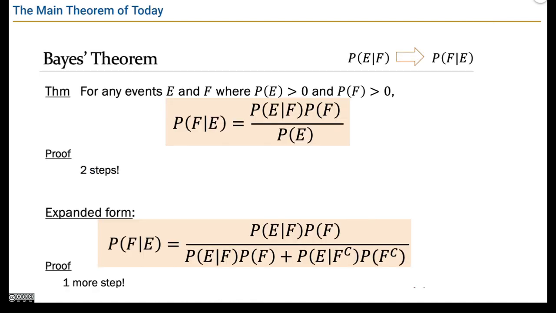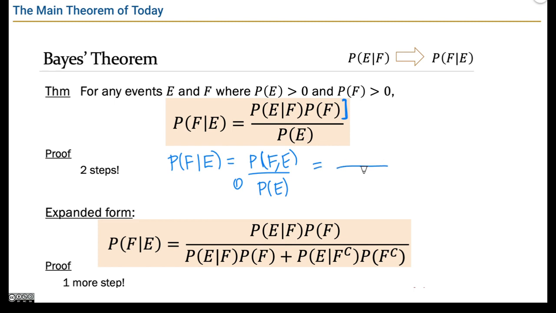Okay, so Bayes' theorem states that the probability of F given E is equal to, well, it's a conditional probability. My numerator is the probability of F and E. And so using the multiplication rule, I can get to this form. So let's write this out in the 2 steps that get us to this. Probability of F given E is the probability of F and E over the probability of E. So that's the first step in the proof.